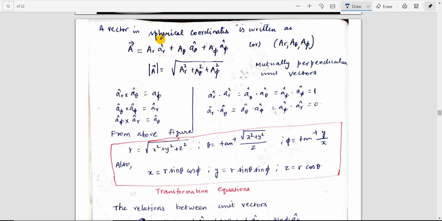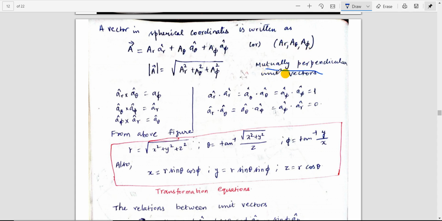So a vector in the spherical coordinate system is written as vector A equal to A_r r-cap plus A_theta theta-cap plus A_phi phi-cap, or we can write A_r, A_theta and A_phi.